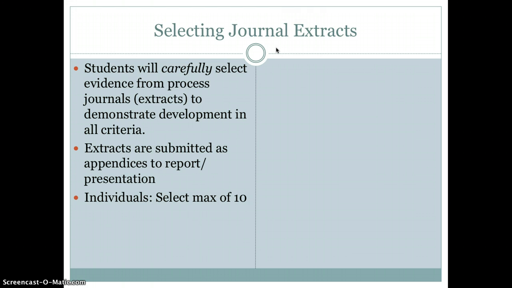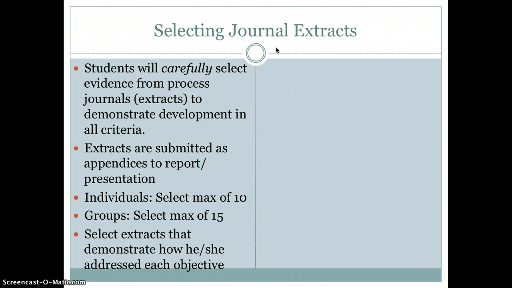Individuals, you're going to select a maximum of 10 extracts, whereas groups are going to select a maximum of 15. IB doesn't state a minimum, but you just simply need to realize that you have the 4 criteria, the 4 objectives that you're going to be assessed on, so you need enough of those that we can make a good judgment on how well you've achieved. And you're going to select extracts that demonstrate how he or she or the group has addressed each objective. Here are some things that it may include.